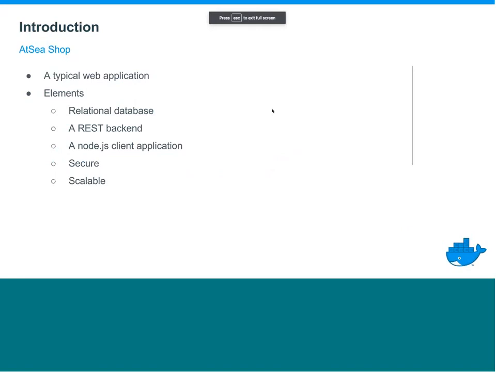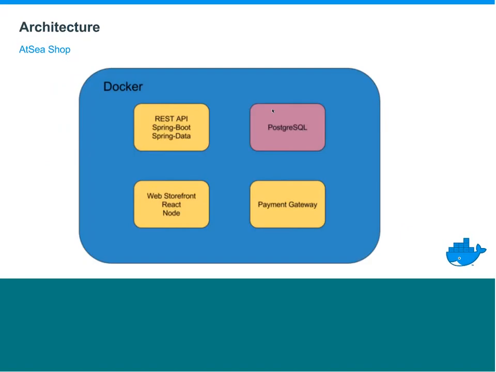build out a very typical web application. Some of the elements that we wanted when we started speccing this out as a demonstration project is that we wanted something pretty straightforward: a relational database as a back end for holding your data, a REST back end, and a Node.js client application. We wanted it to be secure and scalable, basically using the same technology as you would find in most any online store or online shop.